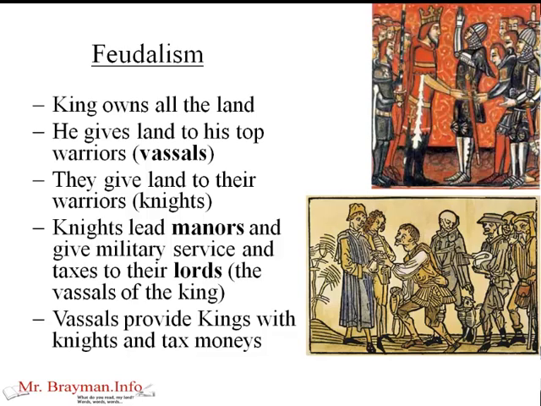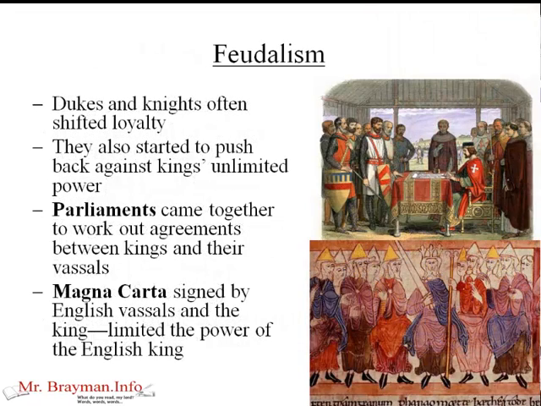So you think back to the first lesson in this series, these knights are in charge of these manors. This is part of the extension of that manorial system. So there's that connection there, right? But feudalism is not a perfect system because dukes and knights often shifted their loyalty to the king who could provide them the most land and the best money and things like that.